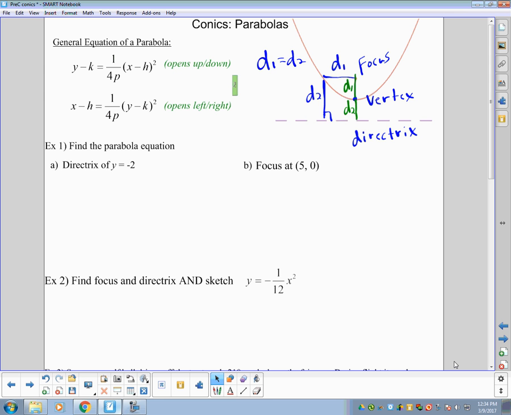So we're going to find the equation of the parabola based on some information here. The directrix is always directing the parabola away from it, so that would tell you which way it opens. A directrix of y equals -2 is going to tell you that it opens upward or downward.